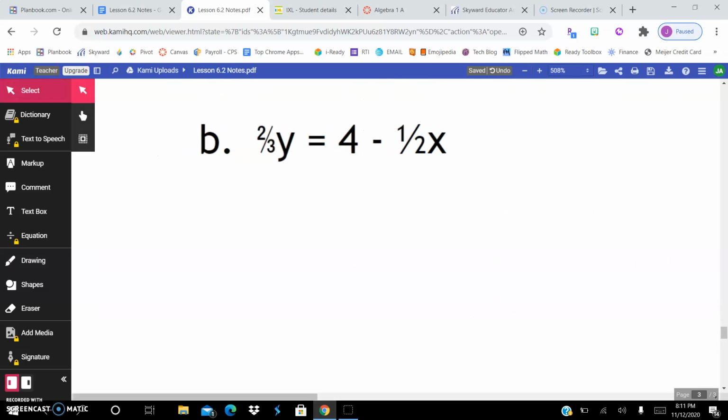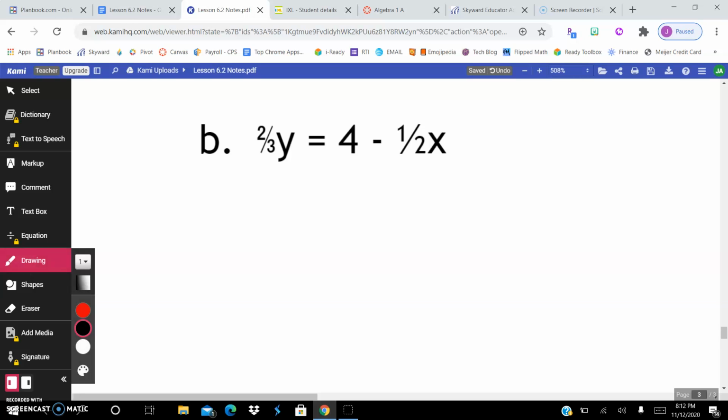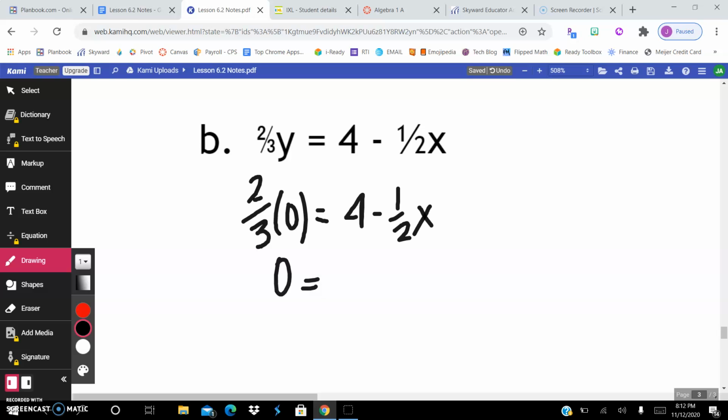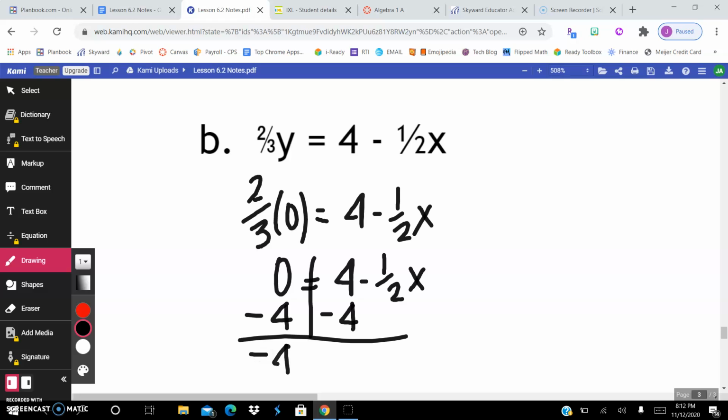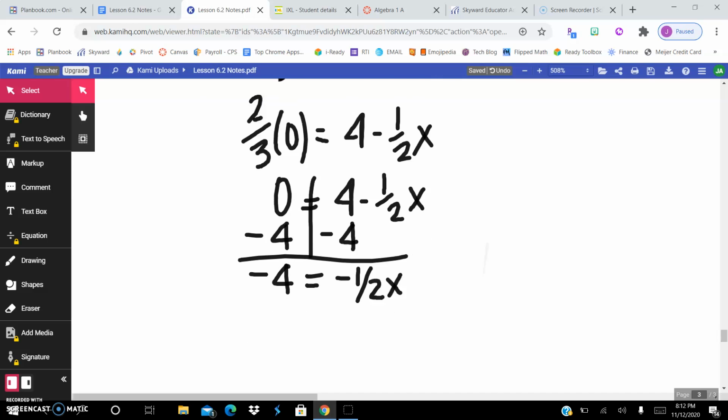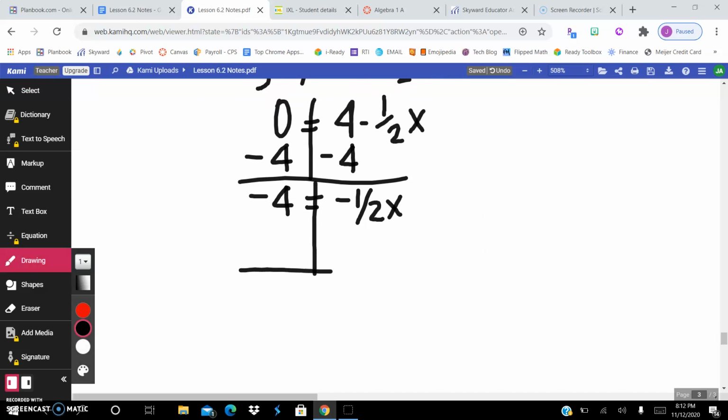And then this one, if we put a 0 in for y, we would have 2/3 times 0 equals 4 minus 1/2 x. So this would equal 0. And then we'd have this 4 minus 1/2 x. We'd have to minus 4 from both sides. So we would have -4 equals -1/2 x. And our last step would be to divide by -1/2.